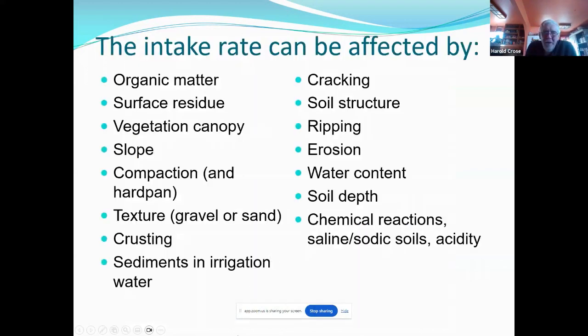So the intake rate can also be affected by the organic matter we talked about, the surface residue on the field. That's going to hold that moisture, or hold it from running off the field, just like you would in dryland agriculture. If you've got residue out there, your erosion potential goes down. The vegetation canopy is so important too, it can affect it.